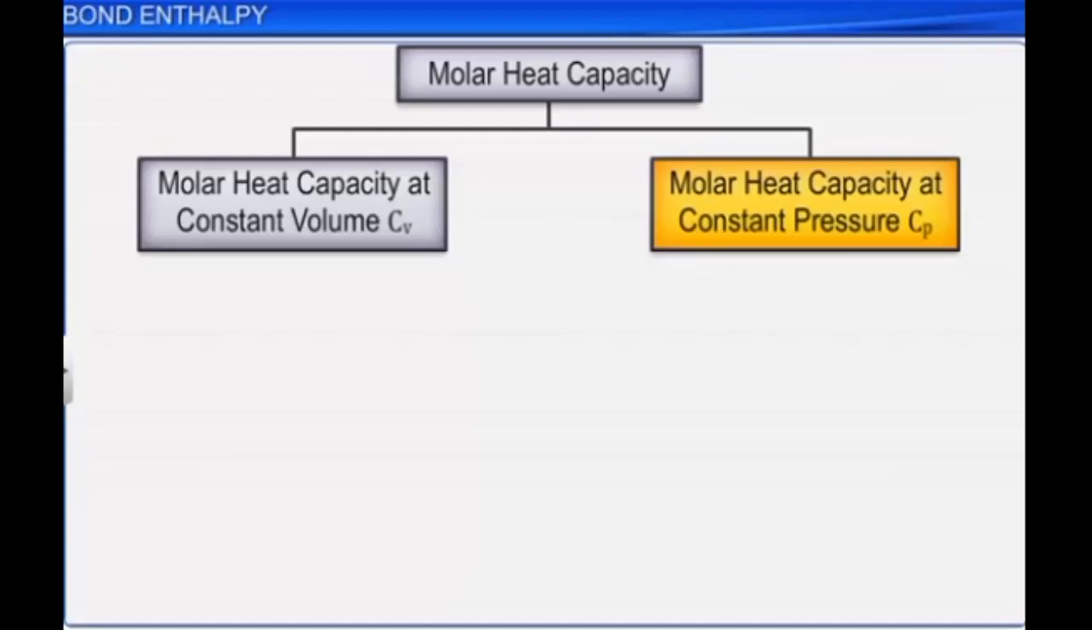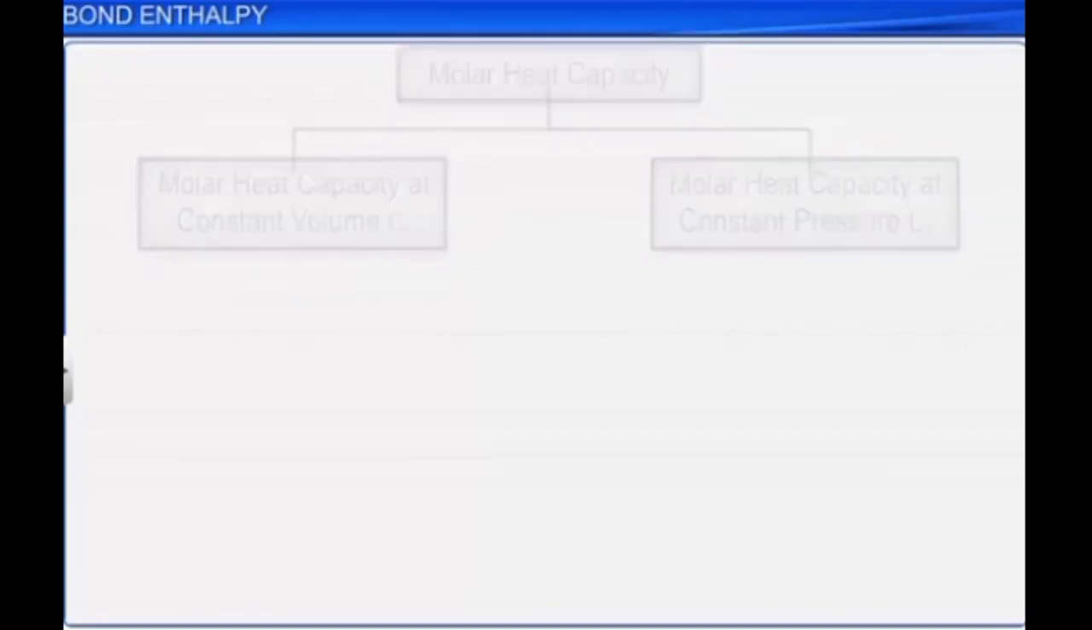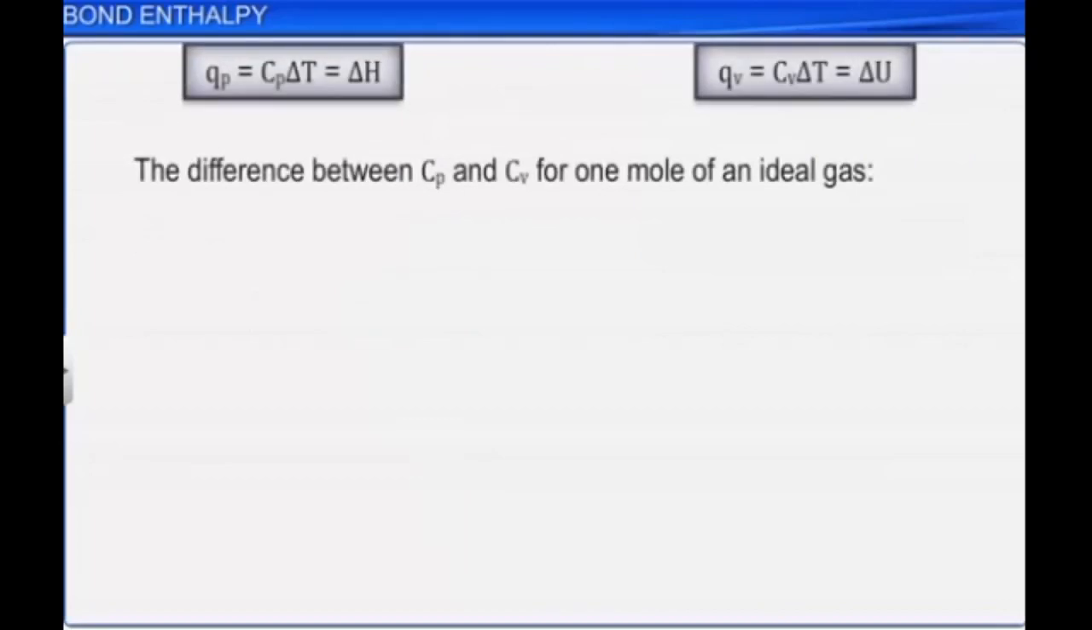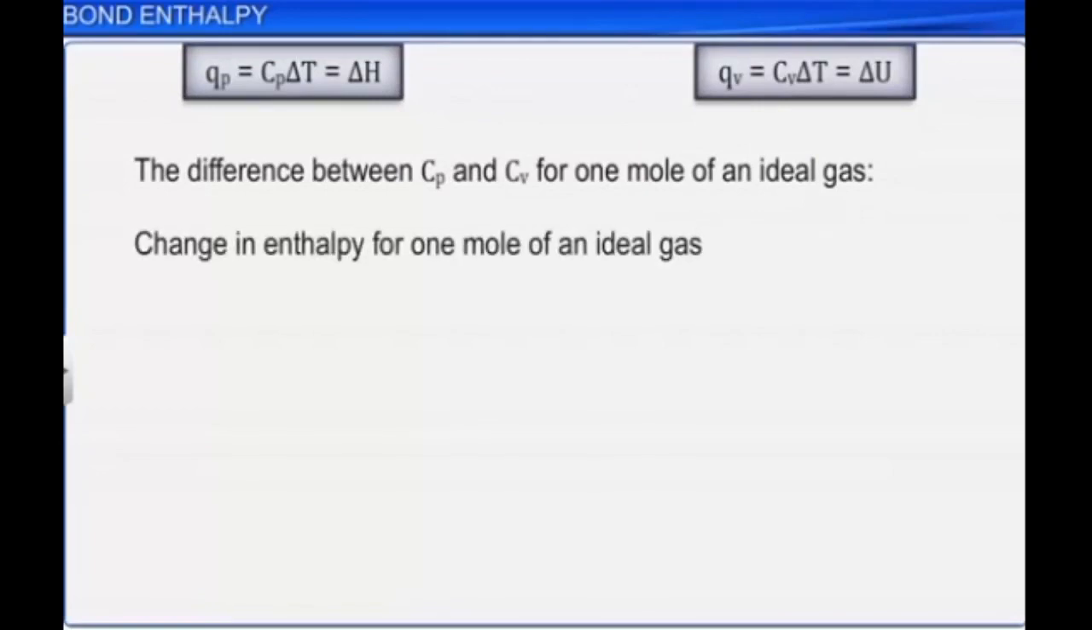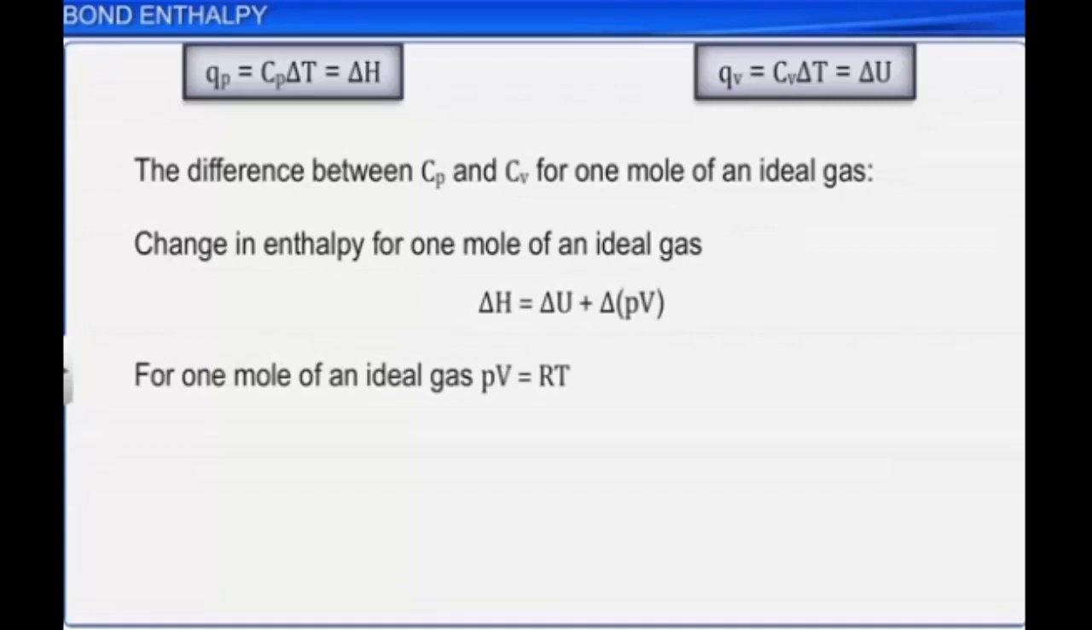The difference between Cp and Cv for 1 mole of an ideal gas can be derived as follows. The change in enthalpy for 1 mole of an ideal gas can be written as delta H equals delta U plus delta PV. For 1 mole of an ideal gas, PV is equal to RT. Hence, the equation can be written as delta H equals delta U plus delta RT. As R is constant, the equation can also be written as delta H equals delta U plus R delta T.